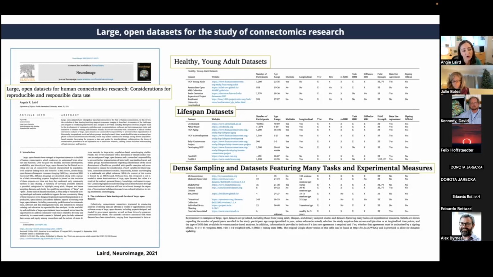I tried to do what they asked me to do. So I did start with a table, as shown here, of the data sets that were catching my eye and how I was thinking about going through them in terms of groups: large, healthy young adult data sets, lifespan data sets, dense sampling, and data sets featuring many tasks and experimental measures. But as you know, the availability of these data sets out there is pretty wide open and vast for us, so this is not a comprehensive listing.